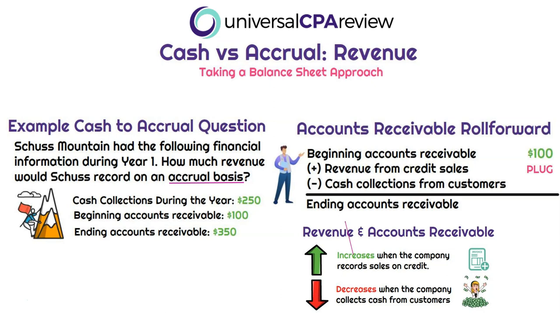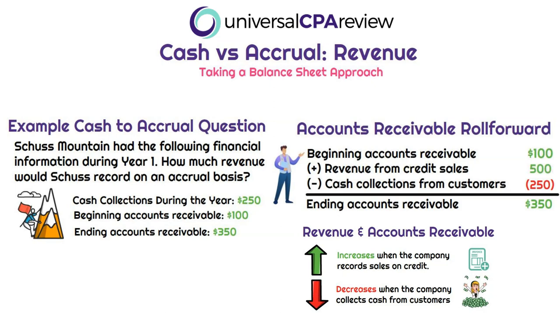And then what decreases accounts receivable? Well, that's going to be cash collections from customers, and that's $250, right? The question gives us that, and you'll see it's in red, because that's decreasing accounts receivable. And then in this case, they give us the ending accounts receivable balance, and that's $350, so that's plugged in there. So now all we need to do is figure out the plug here, which is revenue from credit sales, and that would be the amount of revenue we should recognize on an accrual basis.